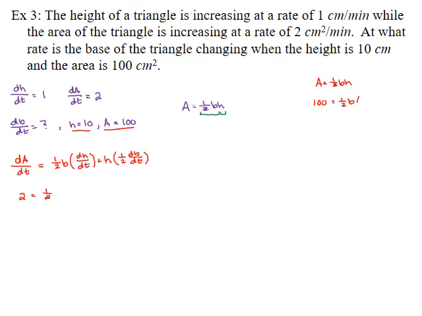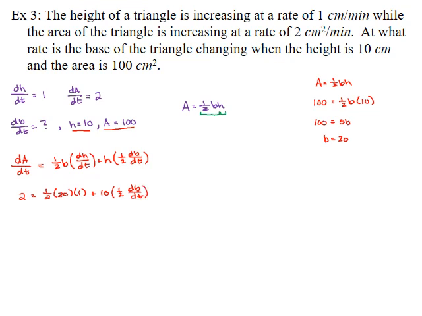So area is 100 equals 1/2, we don't know the base, but the height is 10. Well, half of 10 is going to be 5, so that is 100 equals 5b. And if you divide both sides by 5, we can say that b is 20. So back to my formula, I can say that b is 20. We know that dH/dt is 1, plus h is 10, times half of, here's the one we've got to find, we're looking for dB/dt.